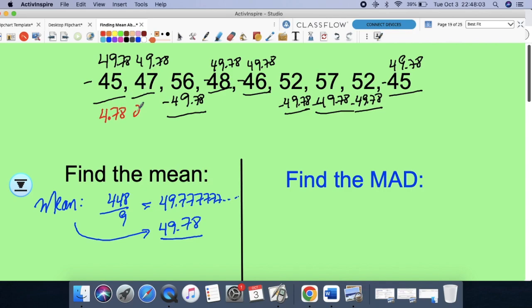This would be 2.78. This would be 6.22. This would be 1.78. This is going to be 1.78. This is going to be 2.12. This is going to be 7.12. This is going to be 2.12. And this is going to be 46, 47, 48, 49, 4.78.